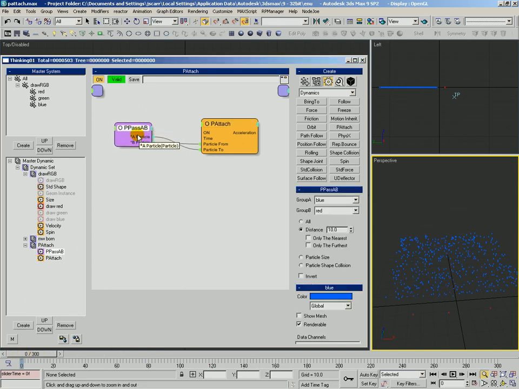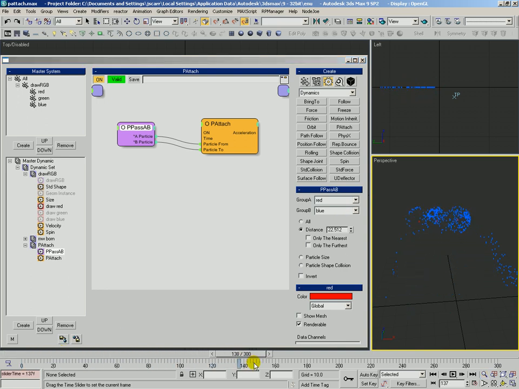Just remember, whatever you have going on in PPass AB, those particle outputs are going to affect the from and the to. I normally like to have the initiator have the primary or main active particle of interest be in the group A, and all the others be in group B. So let's go ahead and extend this distance here a little bit. You can see that they go ahead and pick up all over the place.